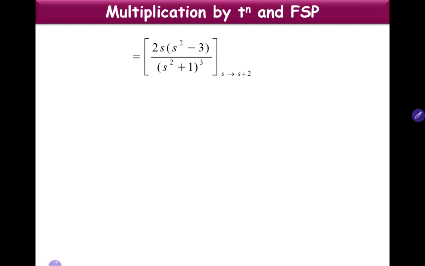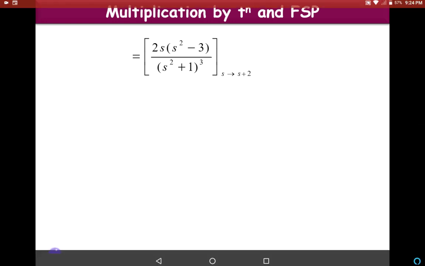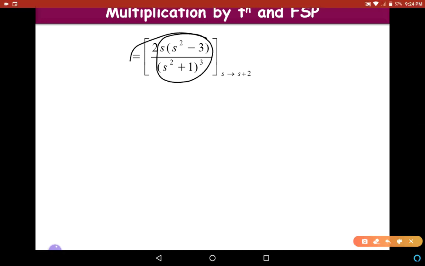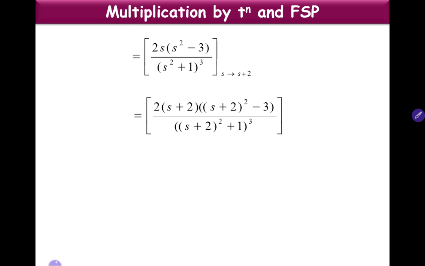Then we get 2s into s square minus 3 by s square plus 1 whole cube, where s must be replaced with s plus 2. Now because we have entirely simplified the internal term, we can replace s with s plus 2. Now replacing s with s plus 2, we get 2 into s plus 2 into (s plus 2) whole square minus 3 by (s plus 2) whole square plus 1.